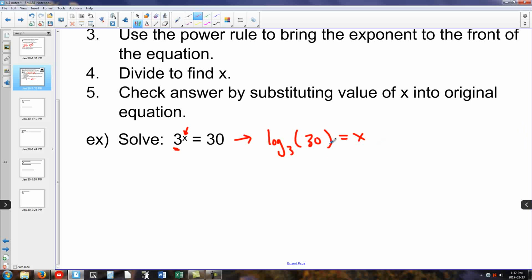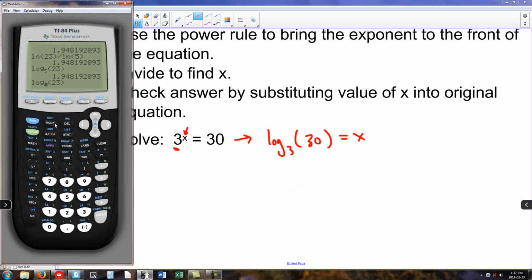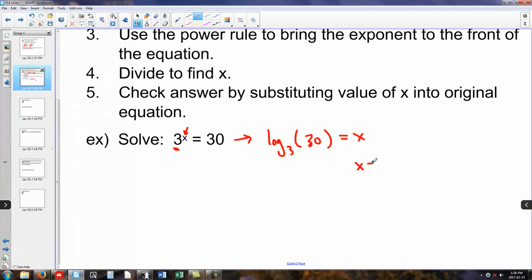Now this is something that we can evaluate in the calculator. I'm going to grab my calculator and plug that in. There's two ways to do it, if you remember. One is to do the log of 30 divided by the log of 3, and we're going to get 3.096. So x would equal 3.096. And we're going to call that pretty good.